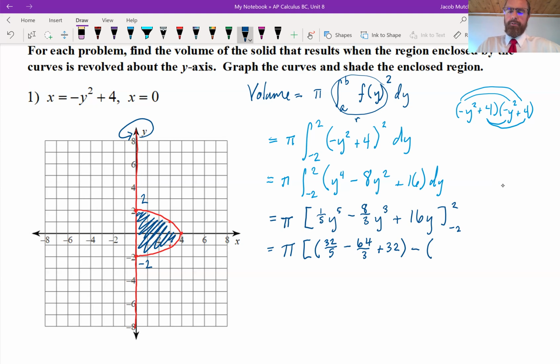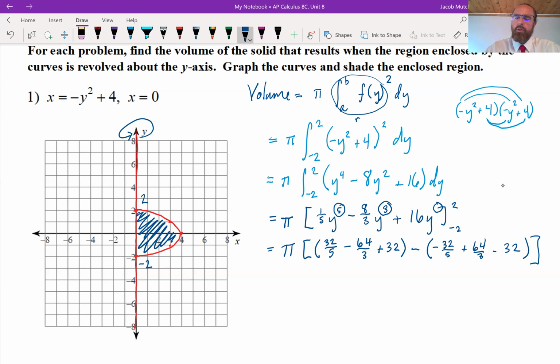Evaluating at negative 2 is basically going to be the same because all my powers in the integration are odd. They'll preserve this negative sign. So the only change will be all these values from my first substitution of positive 2 are going to swap signs. So it'll be negative 32 over 5 plus 64 over 3 minus 32.